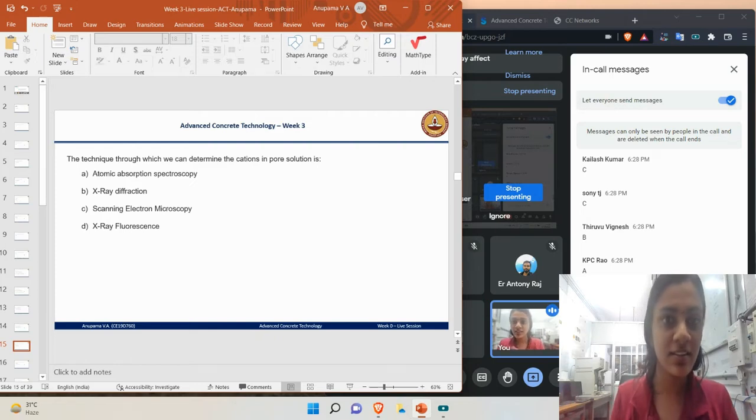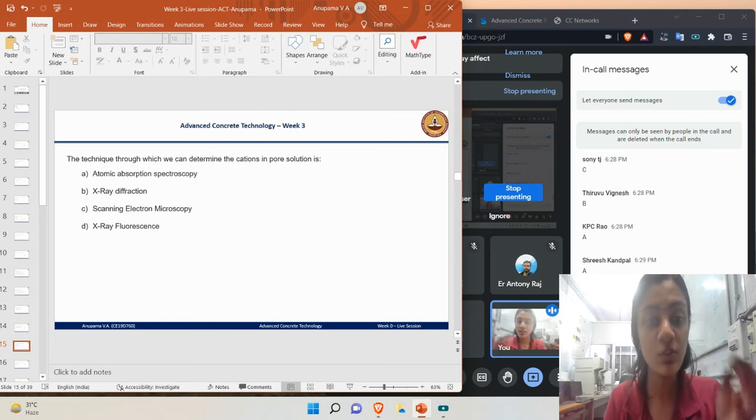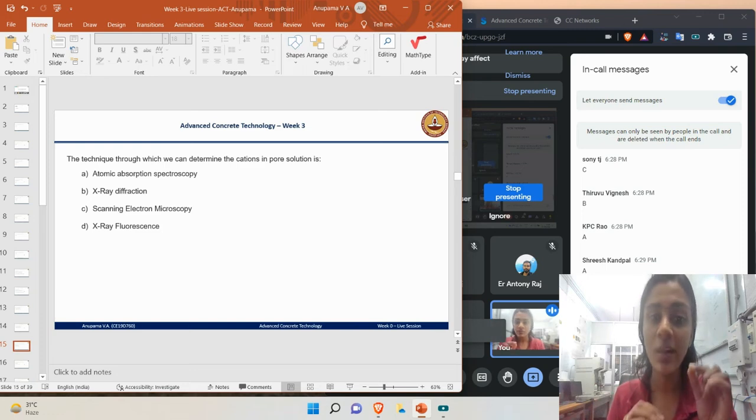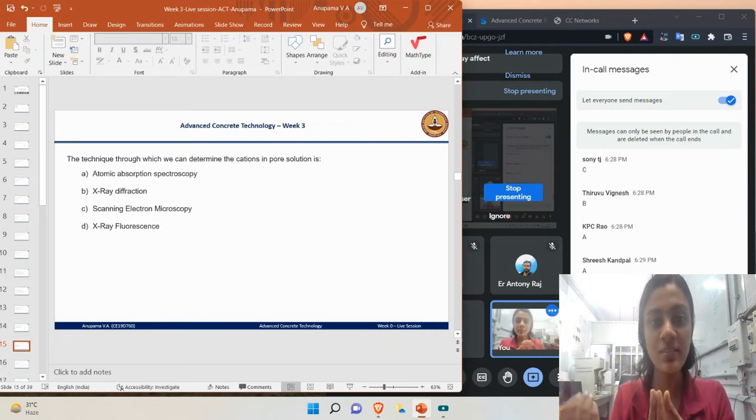In none of these cases can we particularly pick the cation, meaning sodium, Na+, or potassium, K+, or Ca2+. So in none of the cases of B, C, and D can we get to know the cations present in the pore solution. The only method through which we can get to know the cations is atomic absorption spectroscopy. We can take a pore solution, pass the rays through it, and there will be selective absorption, and through that we can get to know what type of cation was present in the solution.